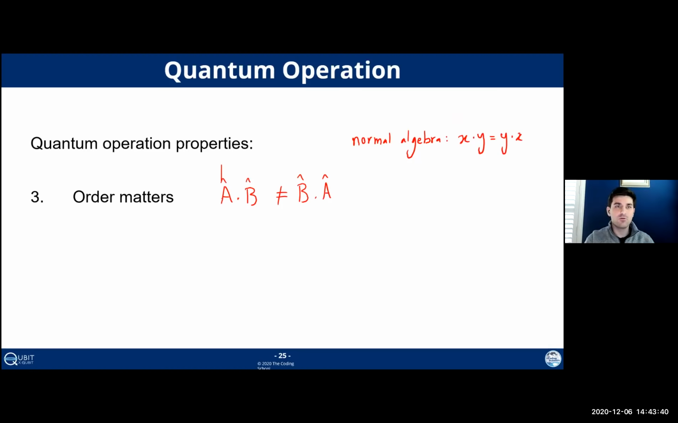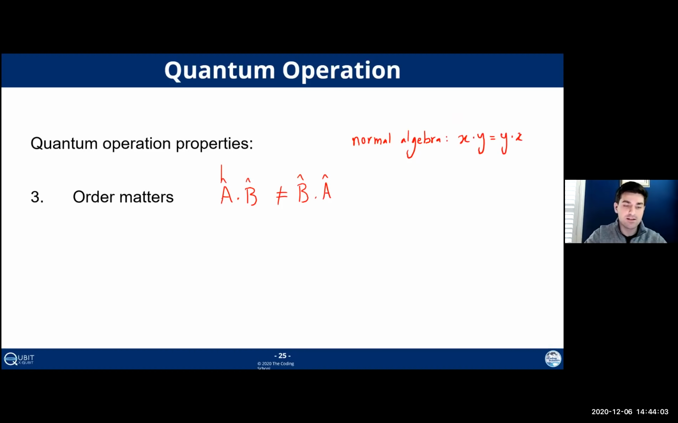And as a side note, just to give you guys a little bit of a sneak peek for next semester, this is the thing that leads to Heisenberg's uncertainty principle, where if you measure the position of a particle, you can't know the velocity at the same time, or vice versa. If you want to know the velocity of a particle, you can't know the position, which is fascinating.